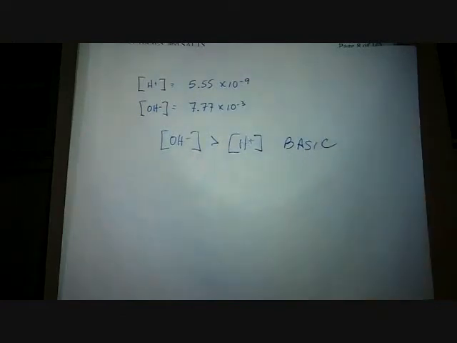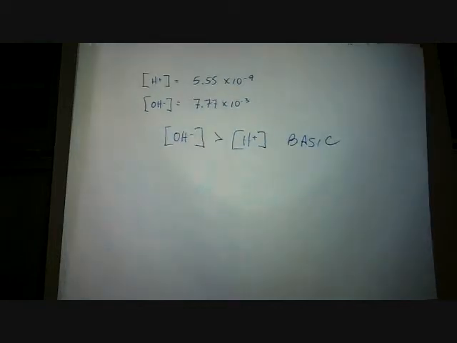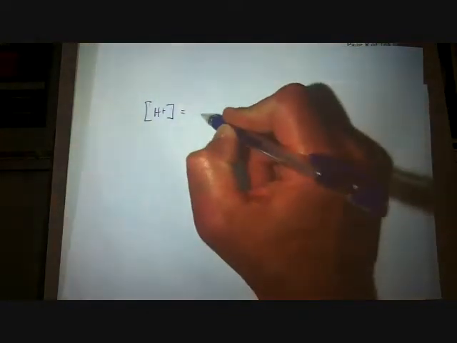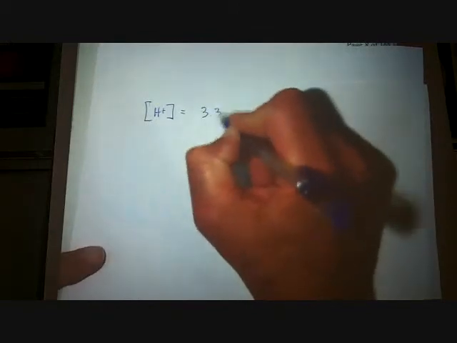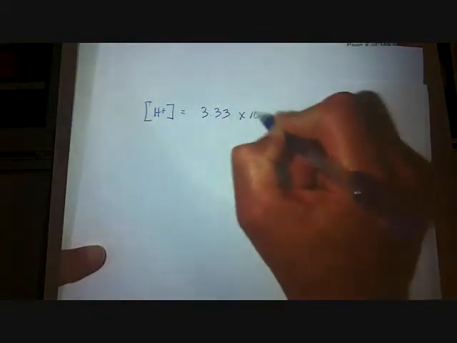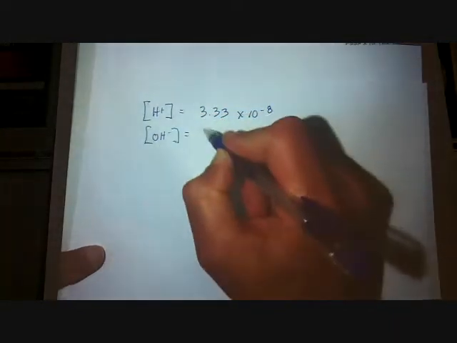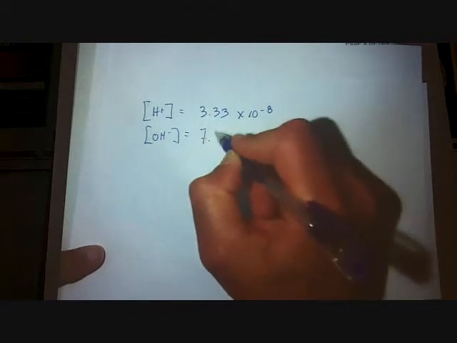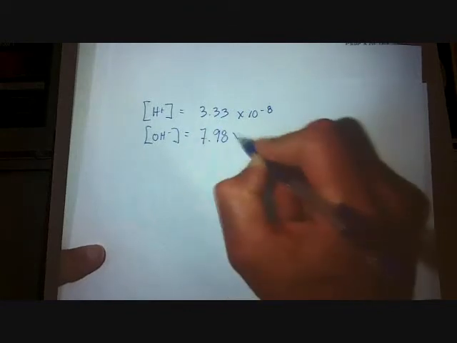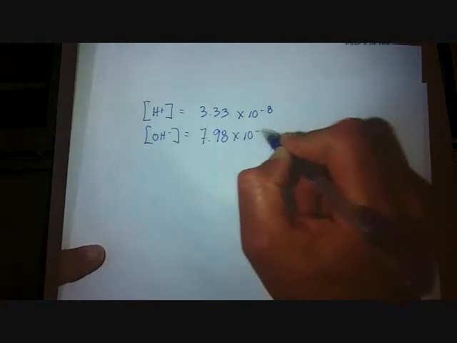Okay. Got it? Let me give you another one. See how good you are. Say we have a hydrogen concentration of, I don't know, 3.33 times 10 to the negative 8, and hydroxide has a value of 7.98 times 10 to the negative 10.